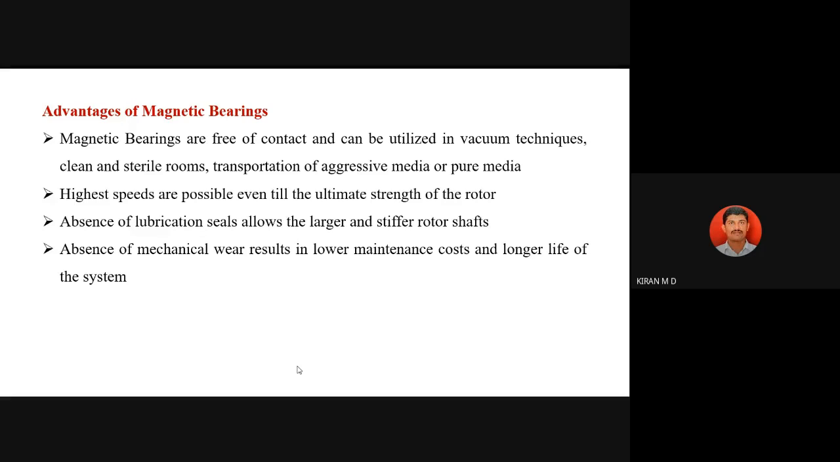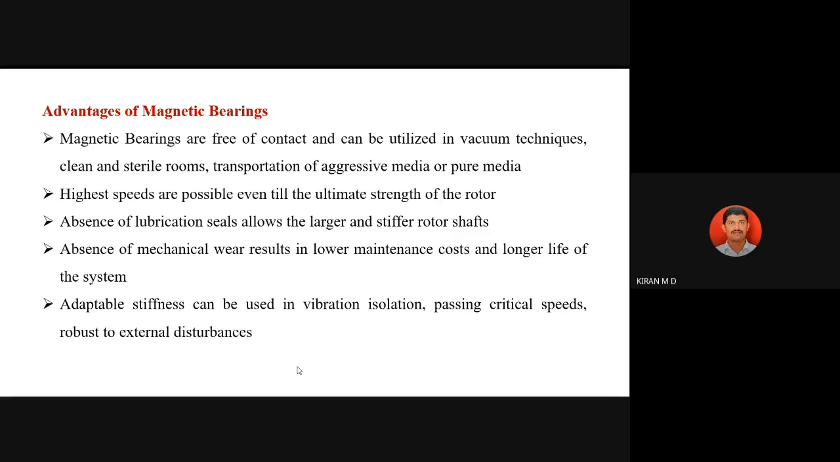So in case of a magnetic bearing, there is no chance of mechanical contact. If there is no mechanical contact, there is no wear. So it will give a lower maintenance cost for the bearing, and the bearing will also give a longer life. And adaptable stiffness can be used in vibration isolation, passing critical speed, and is robust to external disturbances. It means vibration isolation.